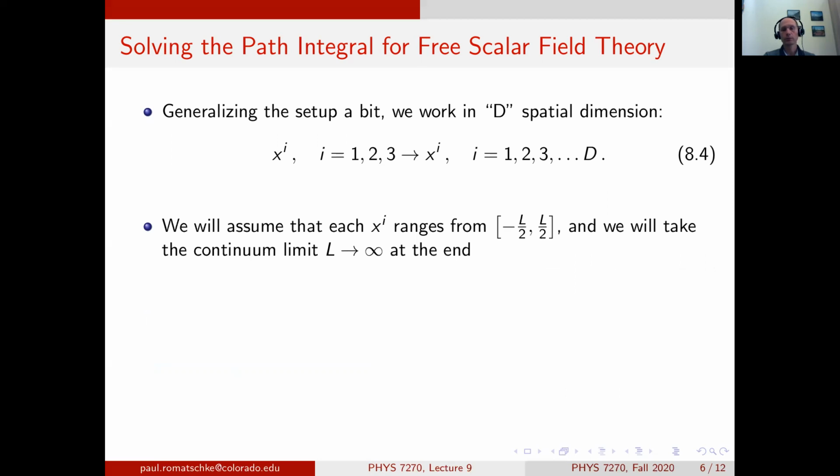Also, I will put the system in a box saying that each direction x^i ranges from minus L over 2 to plus L over 2, and eventually I will take the continuum limit L to infinity at the end. In principle, of course, I could consider different volumes for the different spatial directions. This is possible, but tedious to do, so I will not do that at the moment.